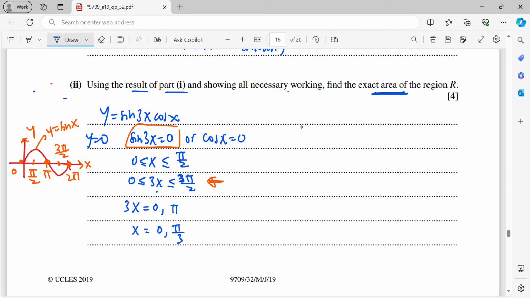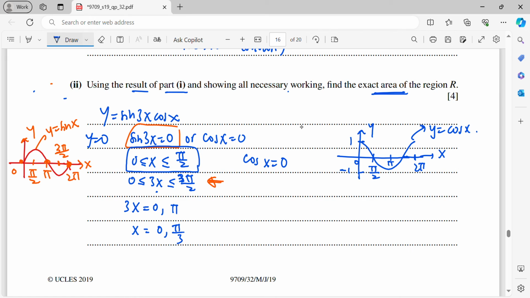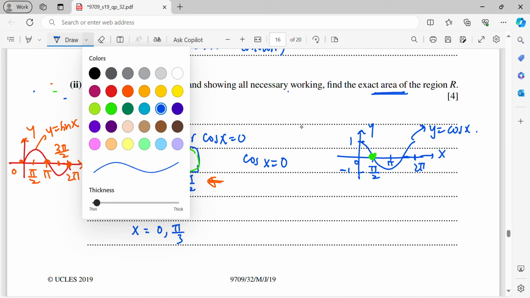And then for cos x equals 0. Again your x is from 0 to half pi, so refer to the cos graph. Here is 2 pi, this is 1 pi, half pi is over here. This is 1, minus 1 and 0. This is my cos graph. So when the cos is 0, that means it is at this point, exactly pi over 2. So therefore my x is exactly pi over 2.